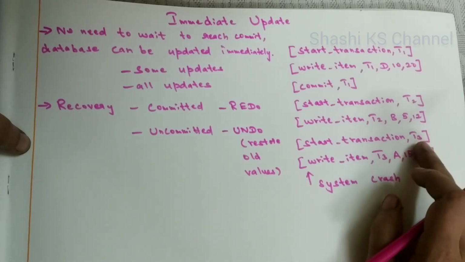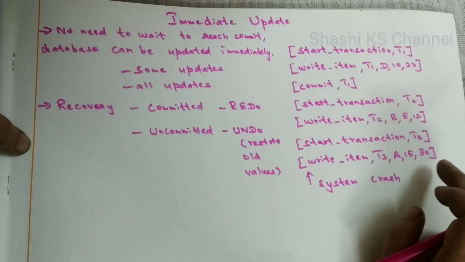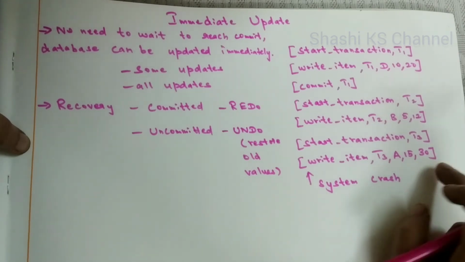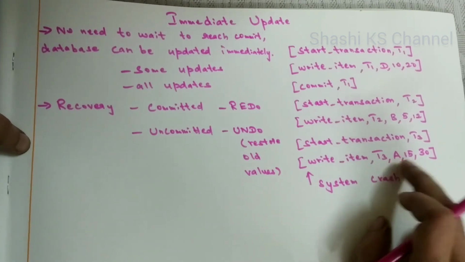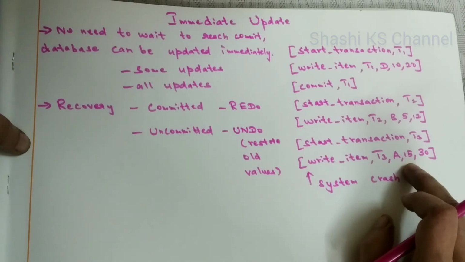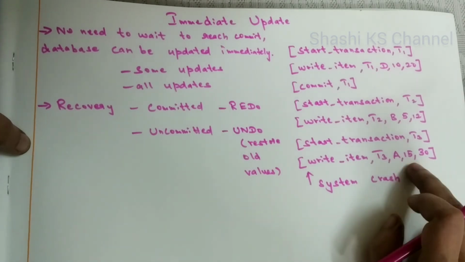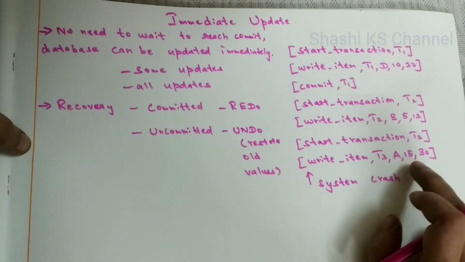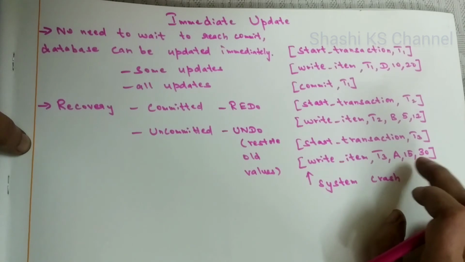Similarly, transaction T3 has started, and it would have modified the value of data item A to 30. But transaction T3 is an uncommitted transaction. That means you have to restore the value of data item A to its old value, which is 15. So I have to do an undo operation here. The system will check for the old value of data item A, which is 15, and the value of data item A would be restored to 15 in the database on the disk.